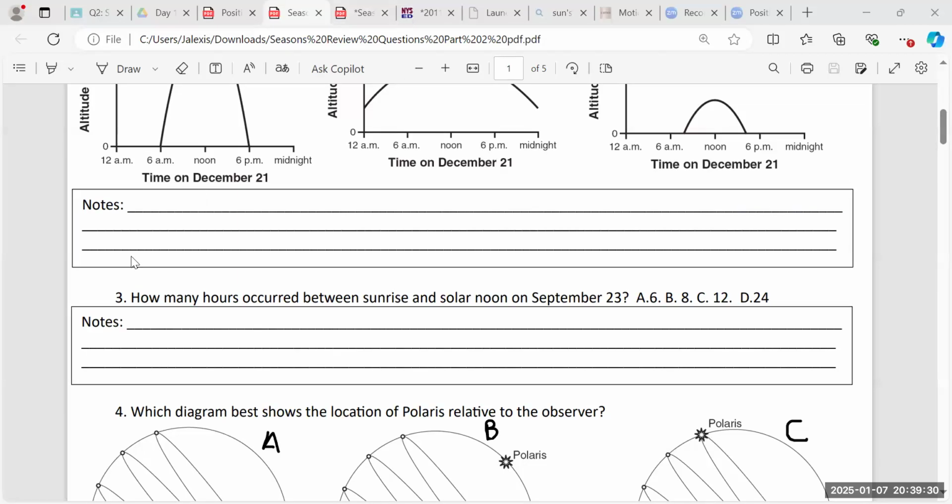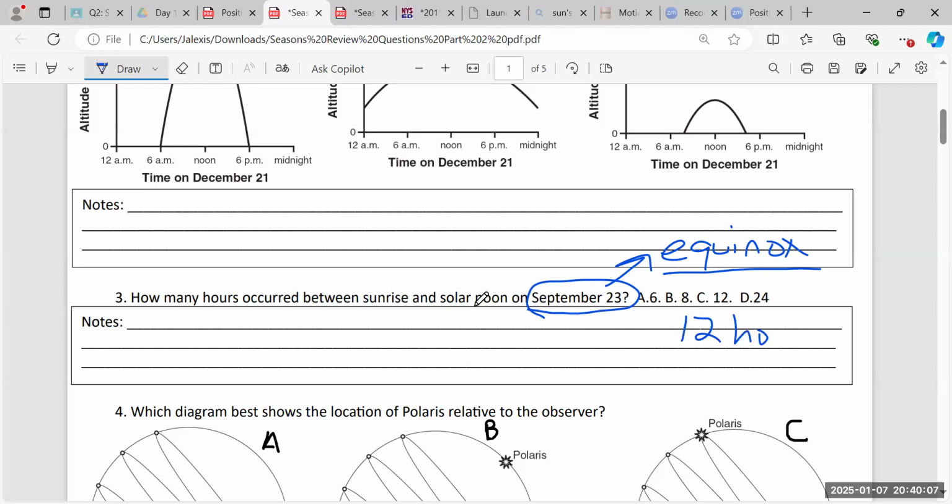All right, so if we look at number 3, how many hours occurred between sunrise and solar noon on September 23rd, right? So one thing we know, September 23rd is what? That is an equinox date. Why is that important? It's because at an equinox, all latitudes receive the same equal amount of hours, right? All latitudes receive 12 hours of daylight.